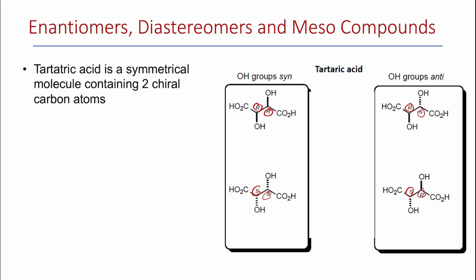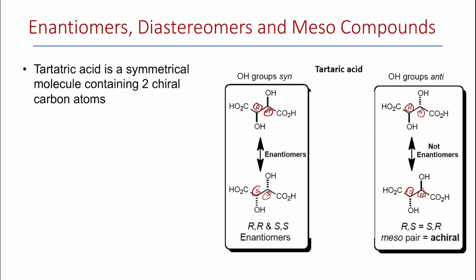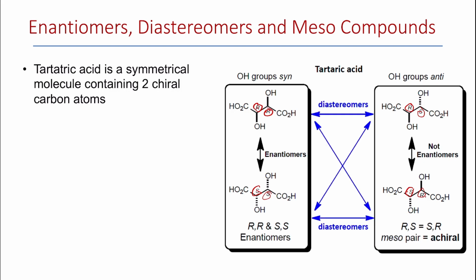And we would expect, as when we explained enantiomers and diastereomers, the RR and SS to be enantiomers, and the RS with the SR will be enantiomers as well, while when only one configuration changes, they will be diastereomers. However, for tartaric acid, the RR and SS are enantiomers, but the RS and SR are not enantiomers. Actually, they are not chiral at all, and they are the same molecule. They are called a meso pair or meso compounds.